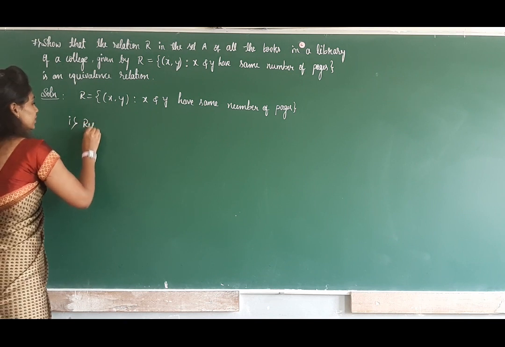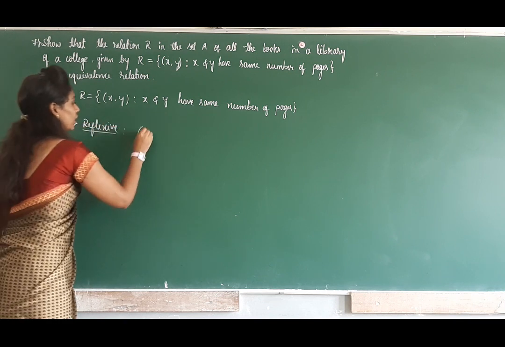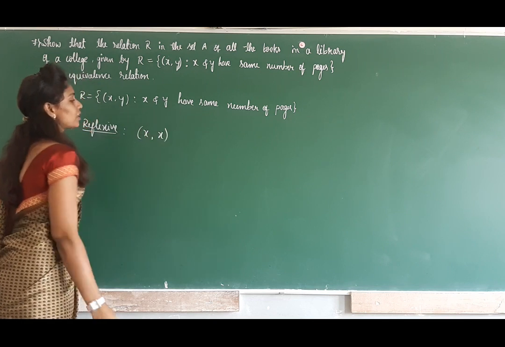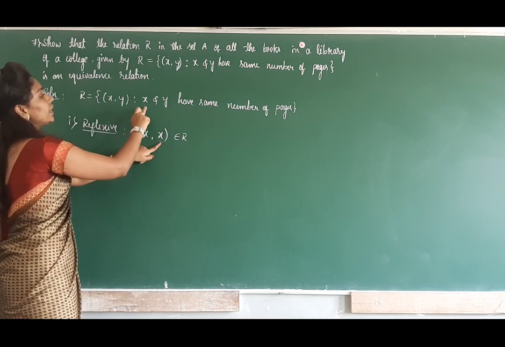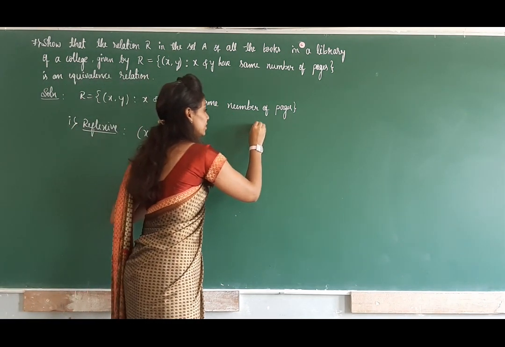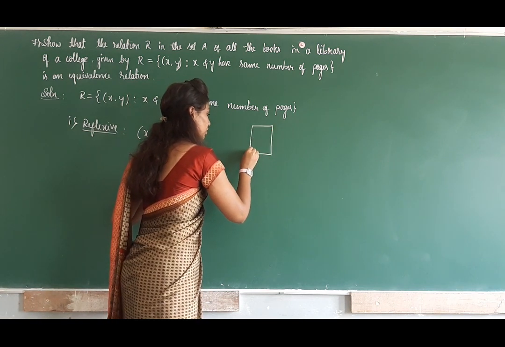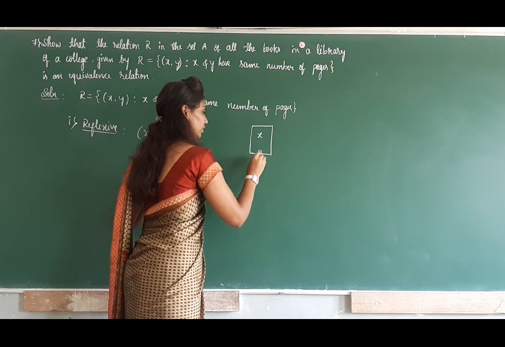For reflexive, I am taking the ordered pair (X, X) belongs to R. (X, X) belongs to R means X and X have the same number of pages. See, this is one book. Here, X is on page number 10.